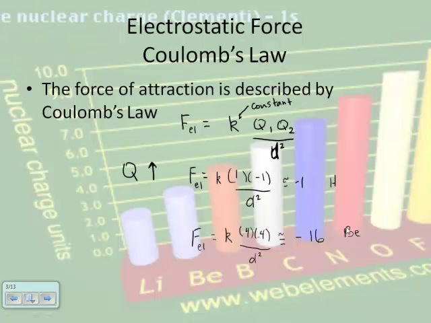Beryllium has only 4 protons, that's only 3 more than hydrogen, but it has a lot bigger force. Imagine, in cars, we measure power or force by horsepower. So hydrogen pulls with 1 horse, beryllium gets to pull with 16 horses. That's a big difference. So electrostatic force is all governed by Coulomb's Law.